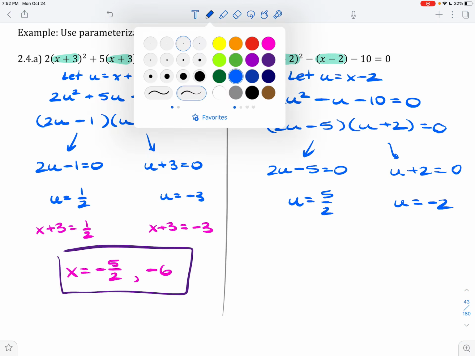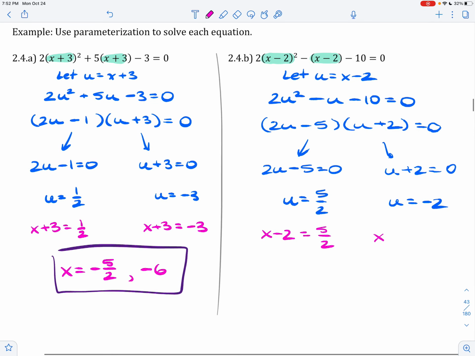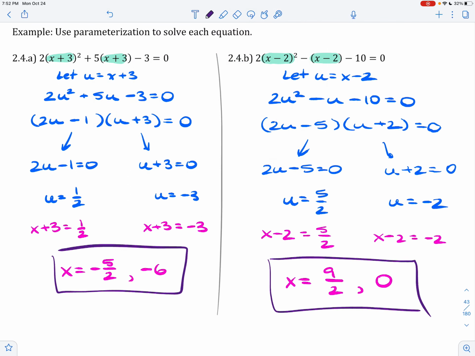But we are not done. So we replace the u's back with what they represented. Each u was actually an x minus 2. So x minus 2 is 5/2, or x minus 2 is negative 2. And from that, we can get our two answers. Adding 2 to both sides, x could be 9/2, or x could be 0. Interesting. And that's that one done.